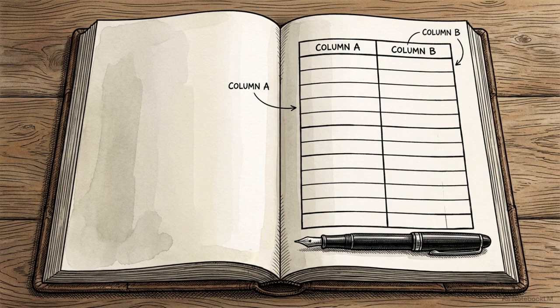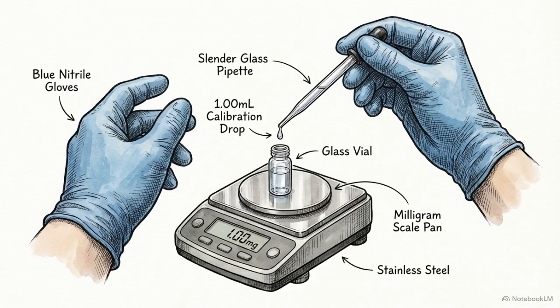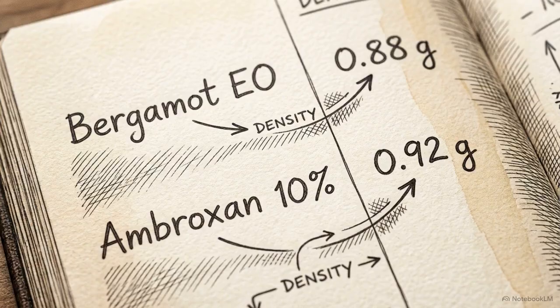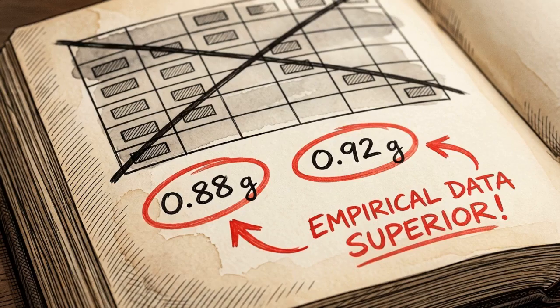While you wait on your formula, start building a personal density notebook. Take every raw material in your palette. Use your clean pipettes to measure exactly 1.00 milliliter into a tared vial, and then record its specific gram weight. By logging the exact density of your own specific materials, you bypass generic estimates.